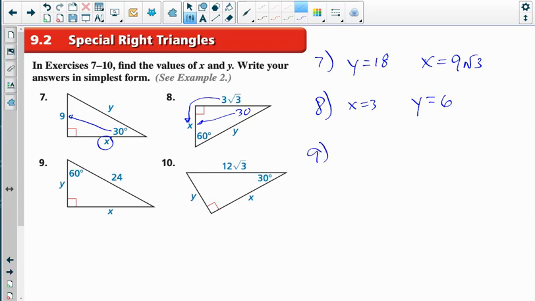Number 9, we can put in our angle. We see this time y is the short side, x is the long side, 24 is the hypotenuse. So the hypotenuse is 2 times the short side, so y is equal to 12. And x is the long side, that is root 3 times the short side, so x is 12 root 3.